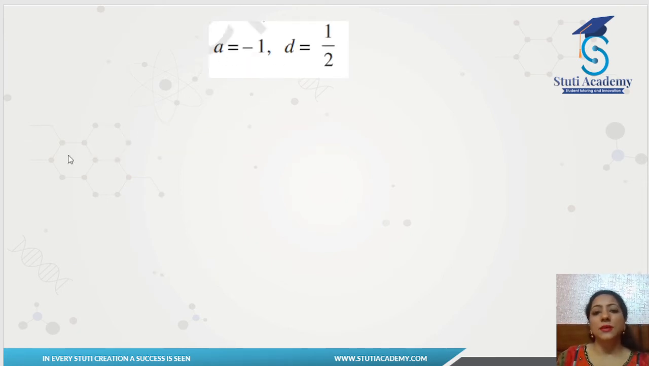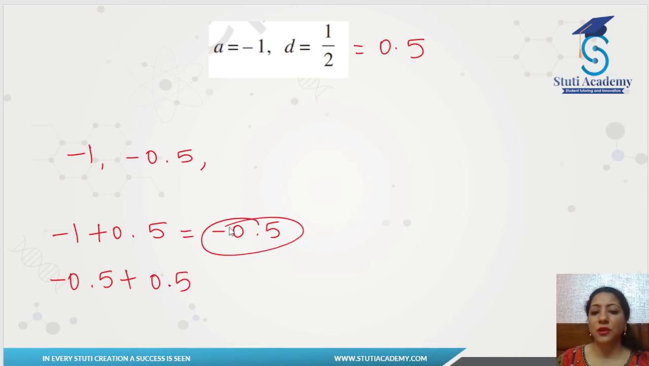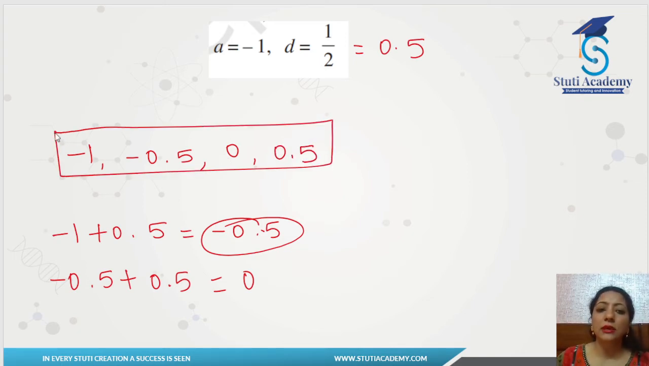Now here we have the first term as minus 1 and the common difference as half, that's 1 by 2. For convenience, we can write this as 0.5 also. So minus 1, we are adding 0.5 to it, we will get minus 0.5. You again add 0.5 to it. To this minus 0.5, you add 0.5, you're going to get how much? 0. The next one again we get by adding 0.5. You can take half also, that's okay, but just for convenience, I've taken 0.5. So you add 0.5 to this, you will get 0.5 here. So these are the first 4 terms of the arithmetic progression.